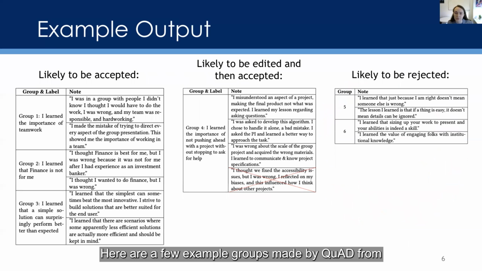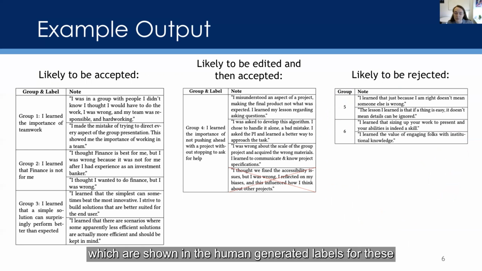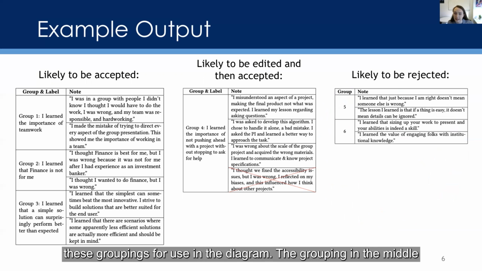Here are a few example groups made by QuAD from a dataset of students discussing things they learned. The groupings on the left have a clear connection to one another, which are shown in the human-generated labels for these groups. It's likely a user would accept these groupings for use in the diagram.